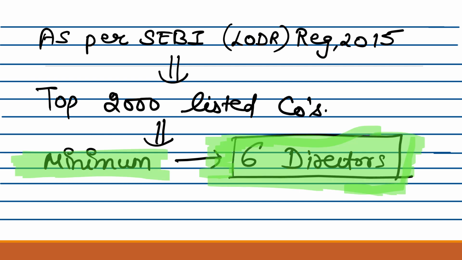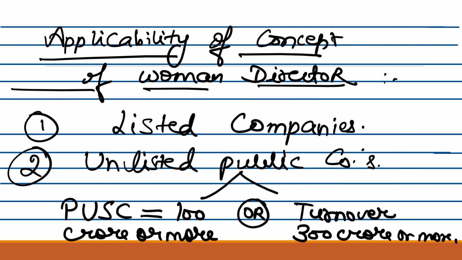Also, as per SEBI LODR regulations 2015, in case of the top 2000 listed companies, the minimum number of directors should be 6, comprising both men and women. Now, what does the Companies Act 2013 state about the concept of a woman director? It applies to listed companies, and it applies to unlisted public companies where the paid up share capital is 100 crore or more or turnover is 300 crore rupees or more.